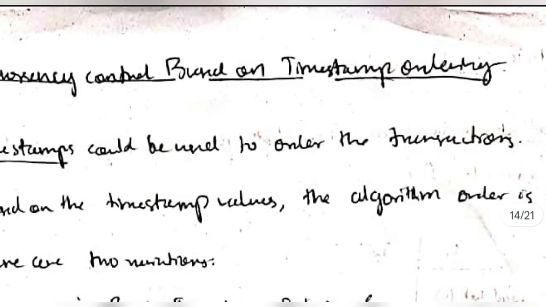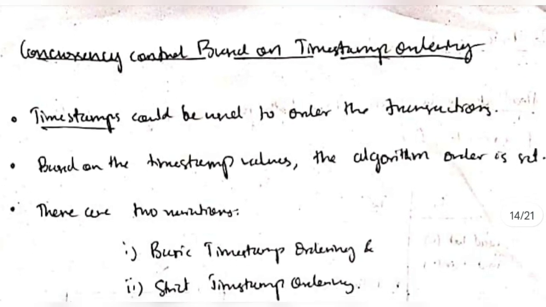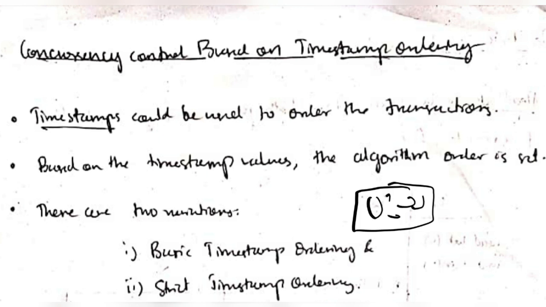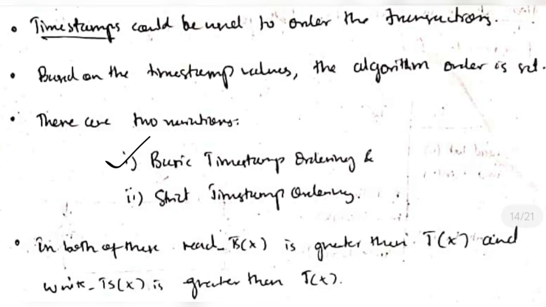Okay, next is concurrency control based on timestamp ordering. Timestamp means what? Whenever a process comes, a time will be associated with it, meaning at what time it came. So based on that ordering of the timestamps, concurrency will be established. Okay, so there are two variations: basic timestamp ordering and strict timestamp ordering.